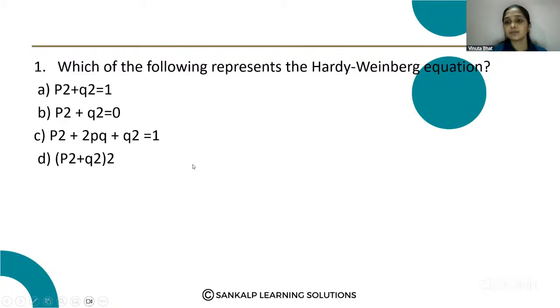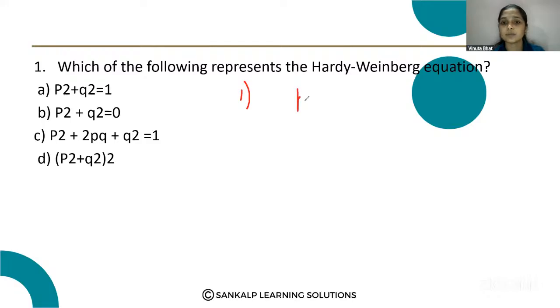So, Hardy-Weinberg equation. There is a Hardy-Weinberg principle, right? What does it state? According to the Hardy-Weinberg principle, the gene frequencies in a population remain stable and constant from generation to generation. That is the first statement. And the second statement is the sum total of the allelic frequency, that is equal to 1.